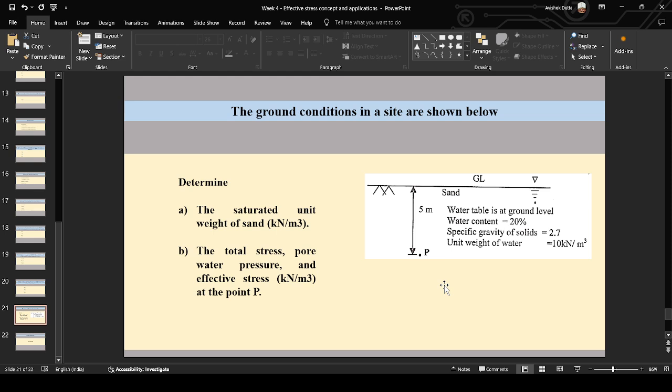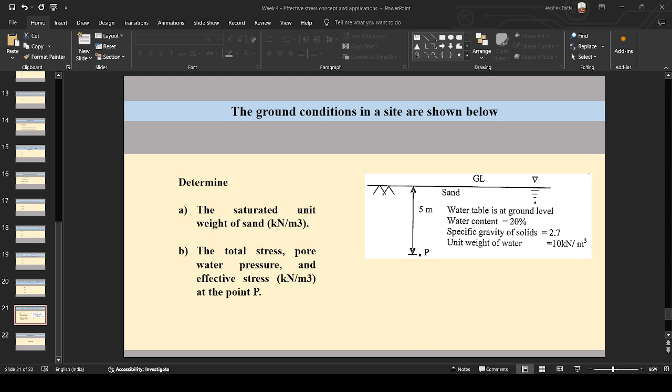So the given ground condition is: water table is at the ground level, the soil is sand, moisture content 20 percentage, specific gravity of solid is 2.7, unit weight of water is 10 kilonewton per meter cube. Now you have to find out the saturated unit weight of sand in kilonewton per meter cube at first, and then to find out the total stress, pore water pressure, and effective stress in kilonewton per meter cube at the point P, that is 5 meter below the ground level.